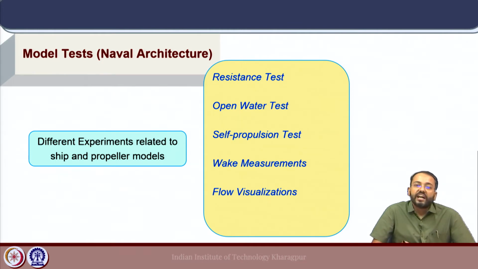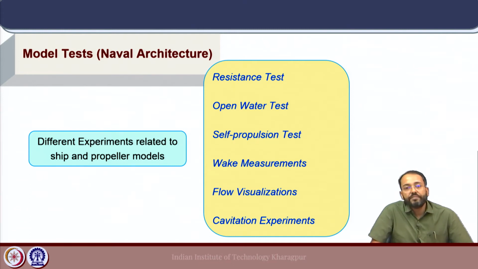Flow visualization tests are done to assess the local flow characteristics over the ship hull at different positions, and also on the propellers. These are mainly paint tests or some other methods of flow visualization which can be done to have an estimation of the flow characteristics over the model ship or the propeller blades. And finally, cavitation experiments are done in specialized facilities called cavitation tunnels for propellers to evaluate the performance of the propeller at different cavitation numbers, which we will understand when we study the section on cavitation.